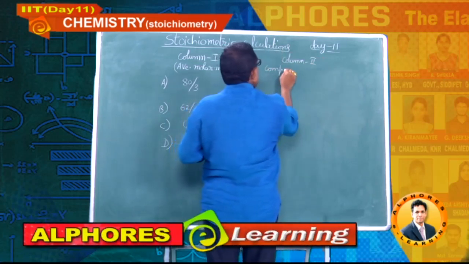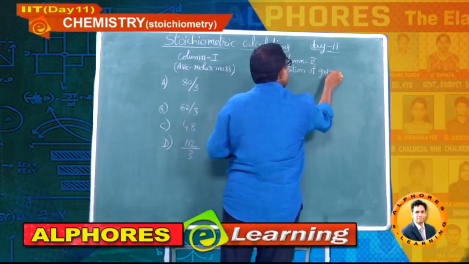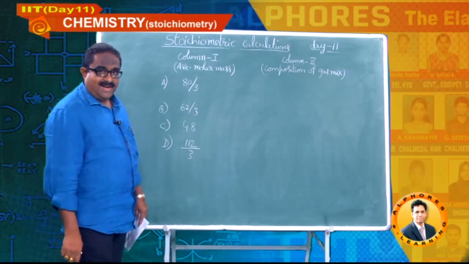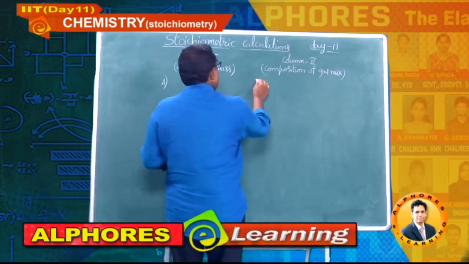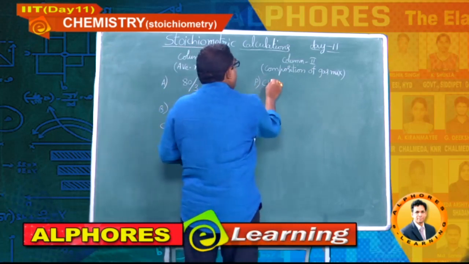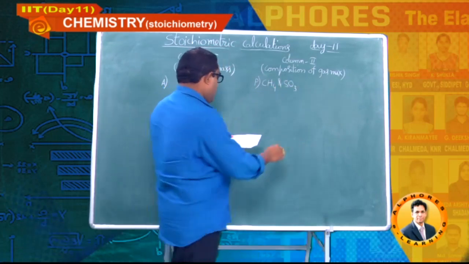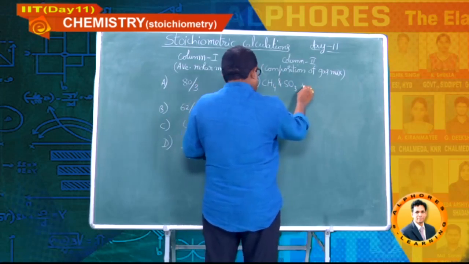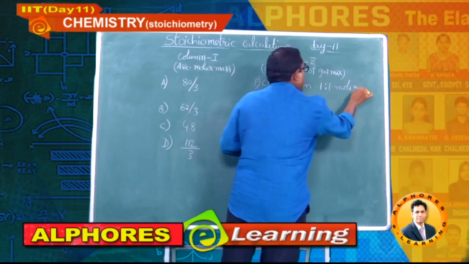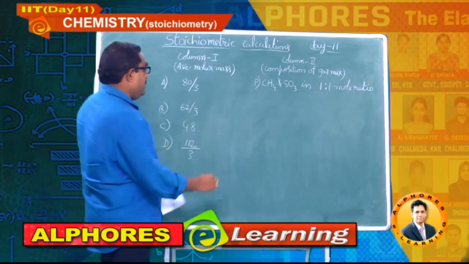I am writing column 2. Composition of gas mixture. Write down students, composition of gas mixture. And again here in column 2, P, methane and sulfur trioxide in 1:1 mole ratio. Write down students, methane and sulfur trioxide in 1:1 mole ratio.